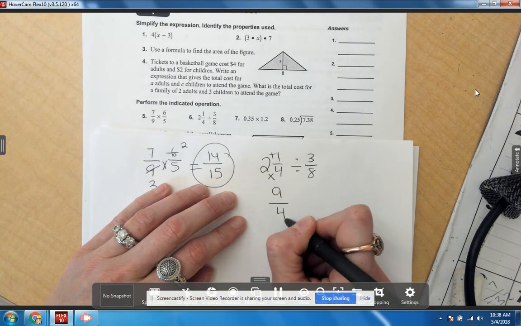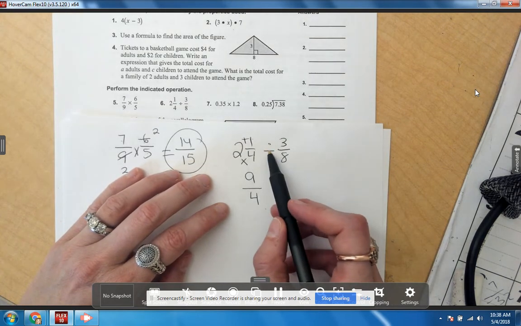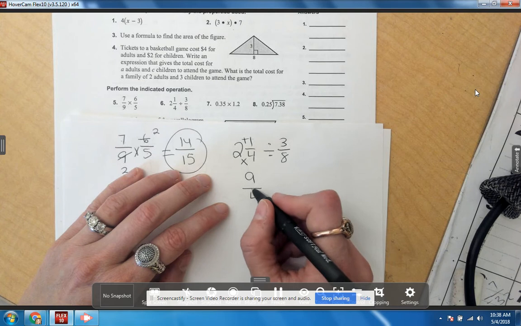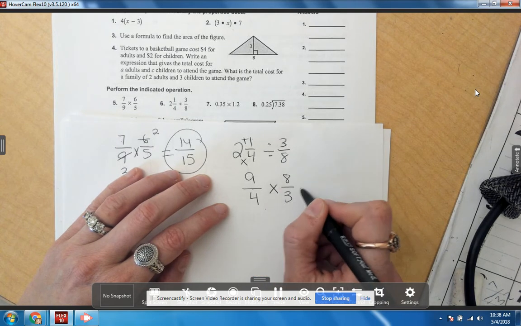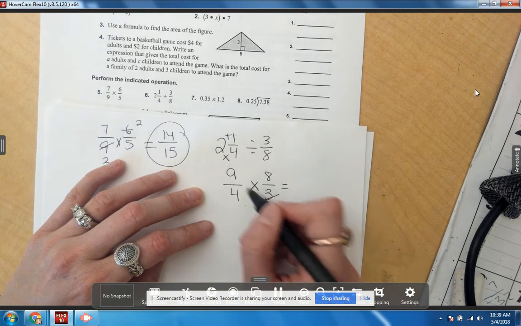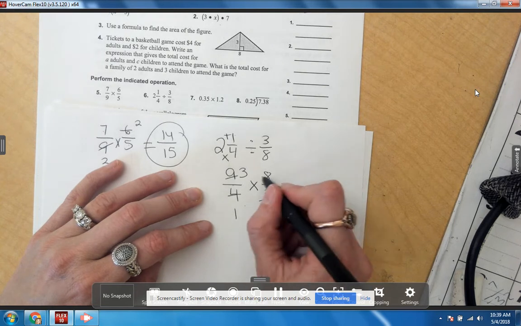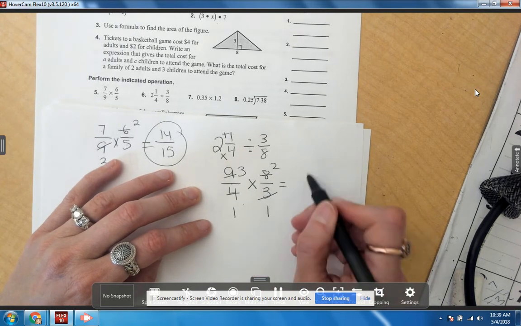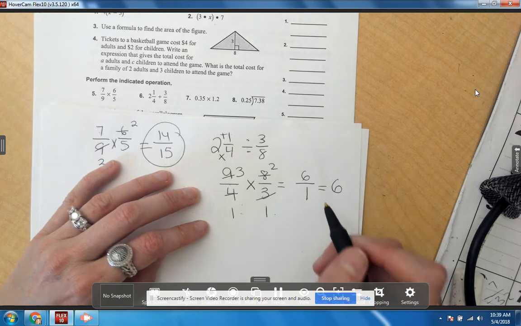So I get 9/4. Then with dividing, the 3 words that tell you to set it up are keep, change, flip. So I'm going to keep this, change the division to a times, flip over this one. Now I'm going to cross cancel. I could divide these both by 3, so I get a 1 here and a 3 here. I could divide these both by 4, so I get a 1 and a 2. 3 times 2 is 6. 1 times 1 is 1. 6 over 1 is 6.